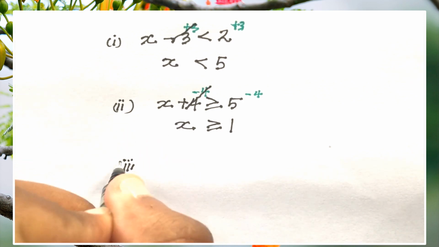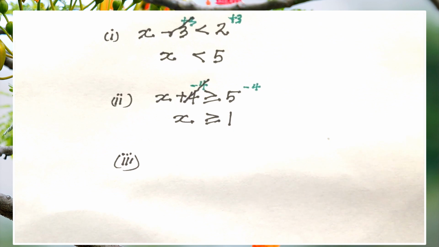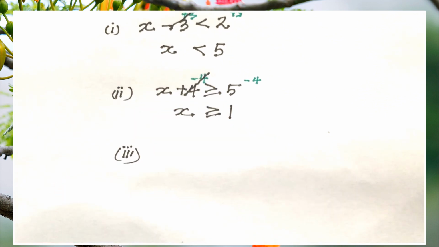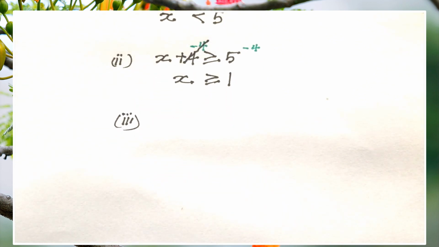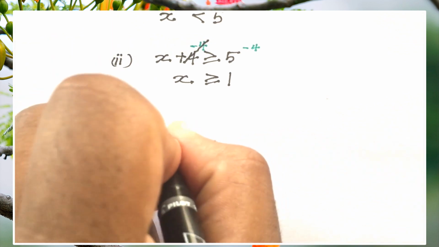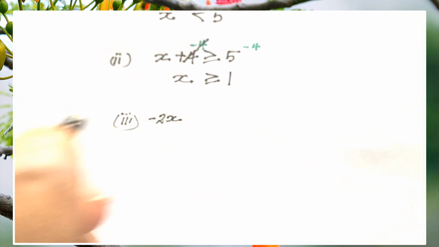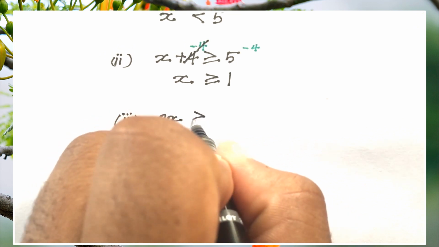That would be what we call the solution set. Values of x that satisfy the inequality. Let's look at another one. We're going to have minus 2x is greater than 3.